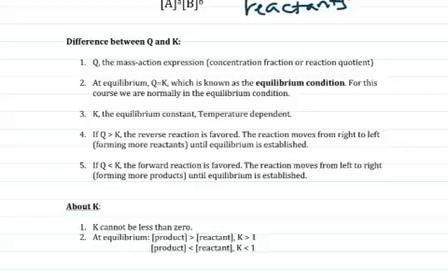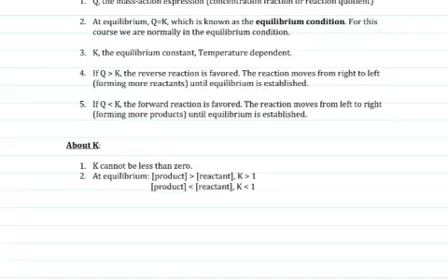Now a little bit more about K. K cannot be less than 0. So at equilibrium, either the products are more than the reactants, which means the equilibrium constant is more than 1, or the products are less than the reactants, meaning the equilibrium constant is less than 1. So let's look at a few examples.